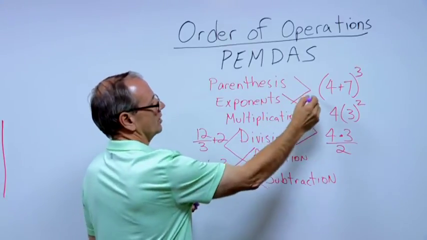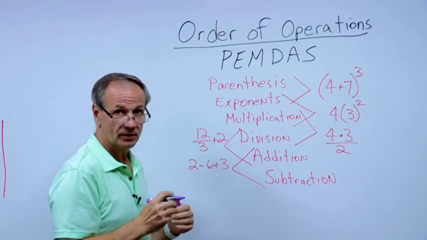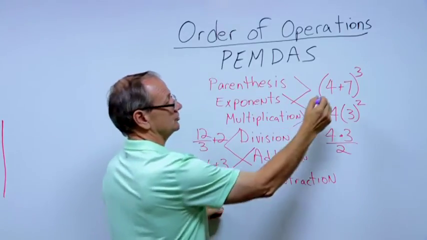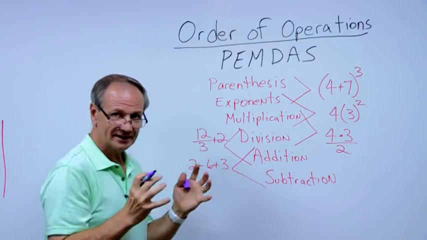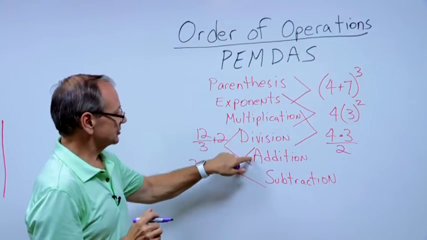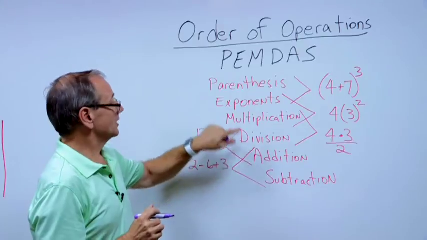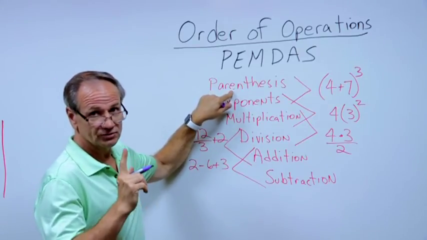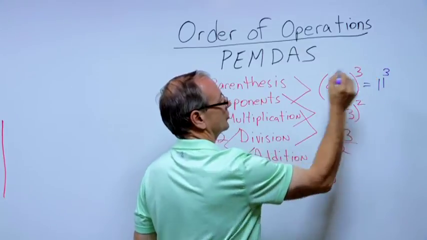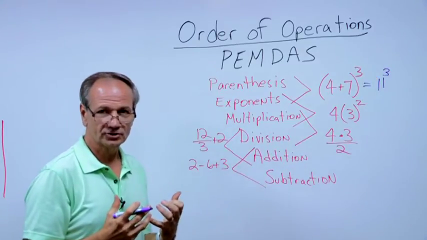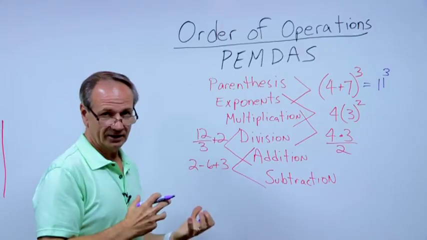If I had a problem that had parentheses and an exponent, how would we do this? To do this, we would add the 7 plus 11 because that's inside the parentheses. Yes, addition comes way down here, but finishing the parentheses comes first. So now this one would become 11 to the third power. Then we would raise it to the third power and get our answer.